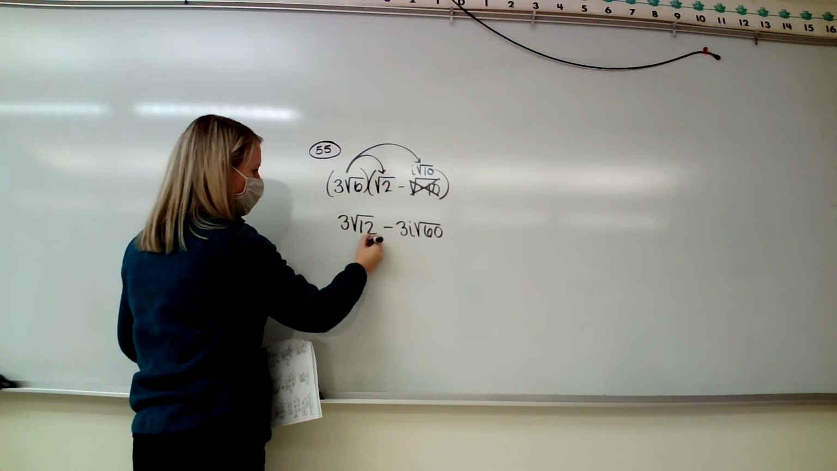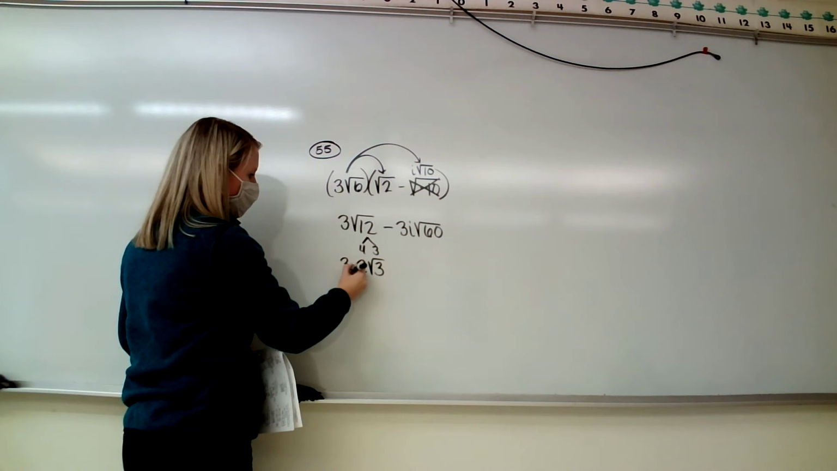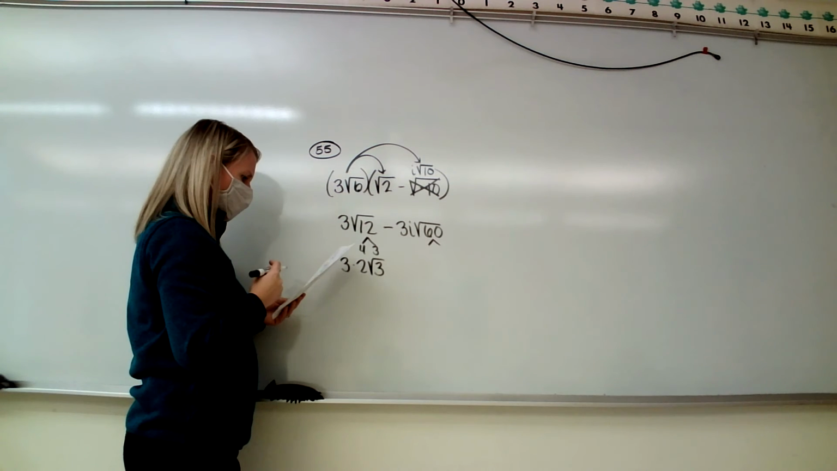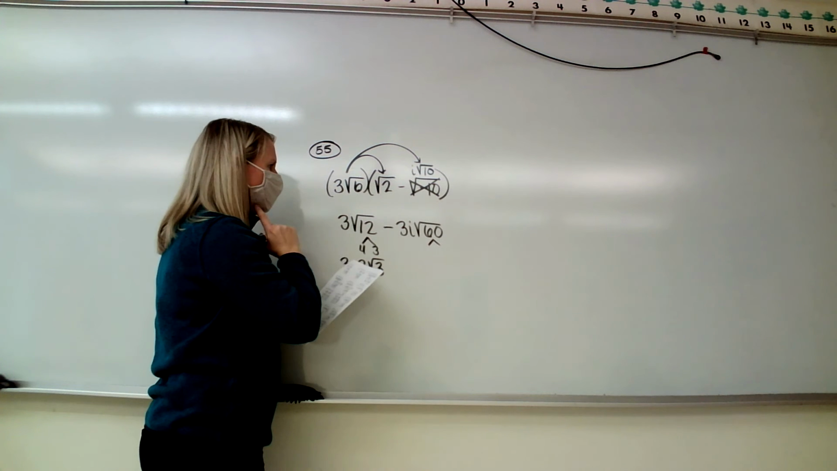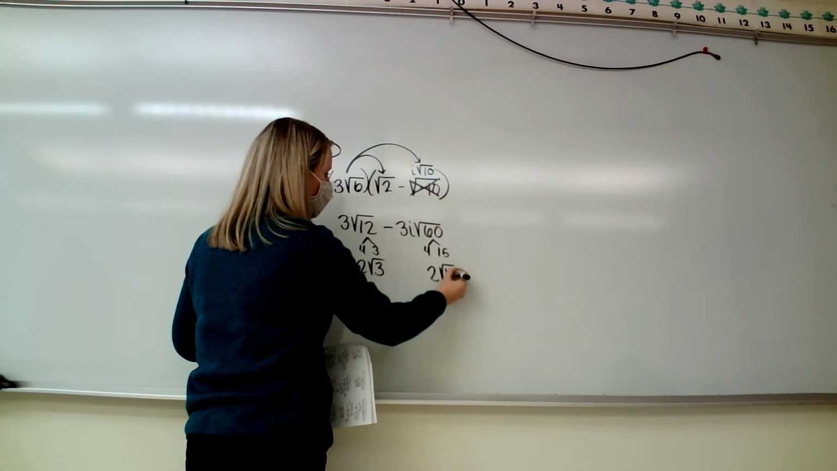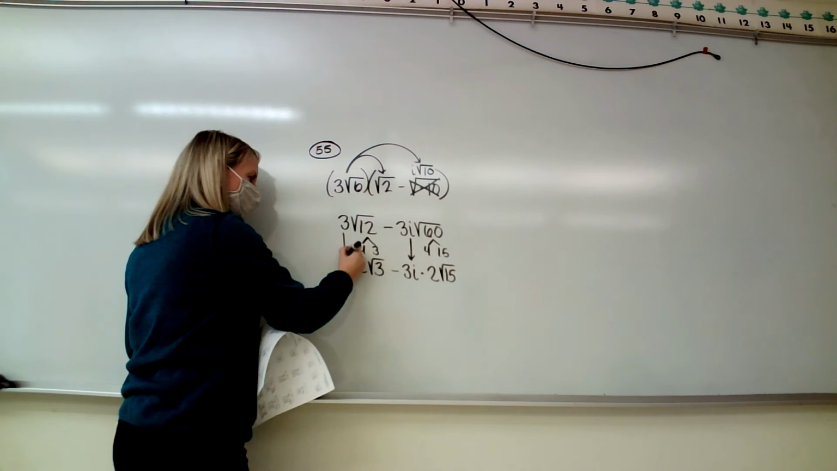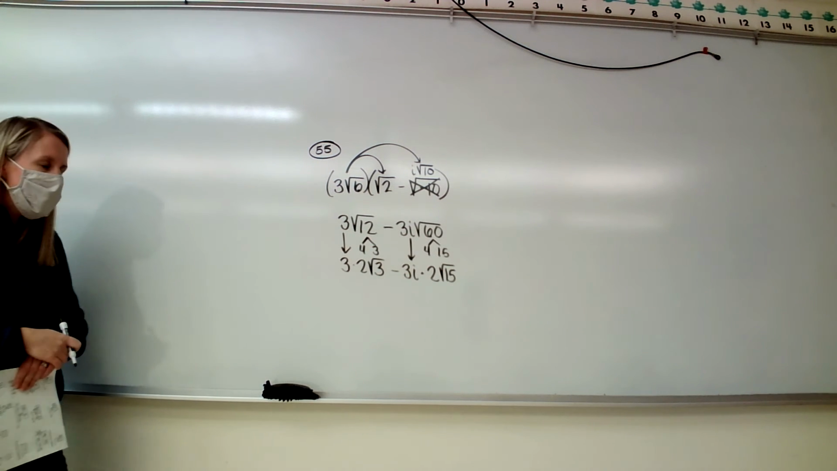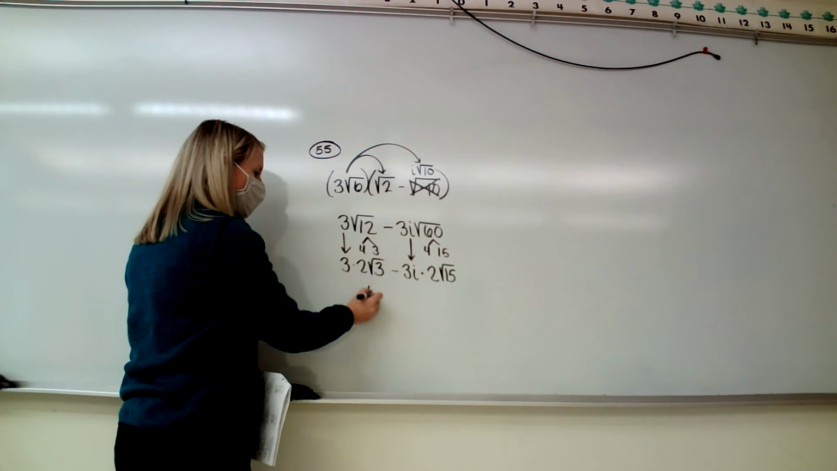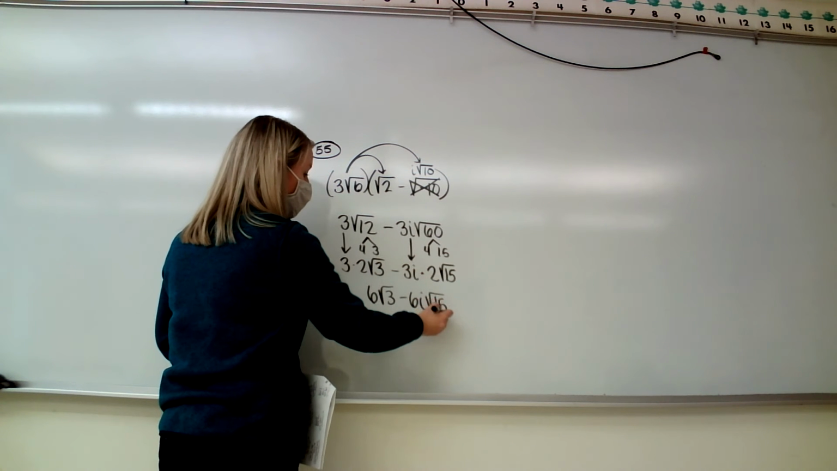And let's see what we can do. This is 4 times 3, so that's 2 root 3 times 3. Over here, 60 is 4 times 15, so that would be 2 root 15. And then remember, it's all about bringing these things down. Don't forget about coefficients, little things like that. So that gives me 6 root 3 minus 6i root 15. And that would just be your answer.